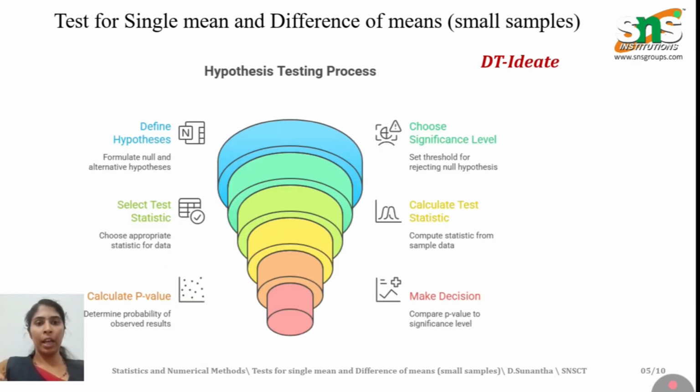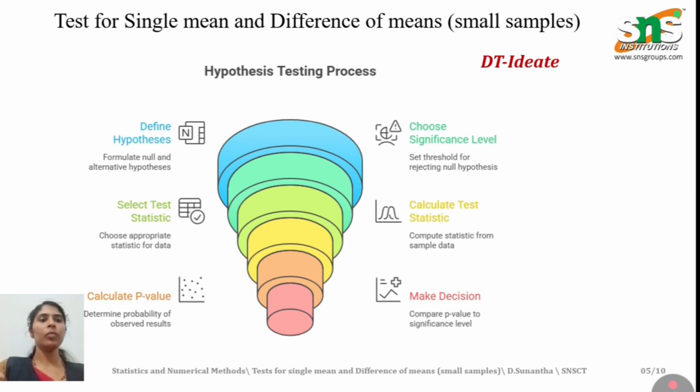So here is the ideate part, in which first we have to define the hypothesis. That is the formulation of the null hypothesis and alternative hypothesis based on the given problem statement. For example, here mu is equal to mu naught, mu is not equal to mu naught, mu greater than mu naught, mu less than mu naught. Similarly, we can frame the hypothesis.